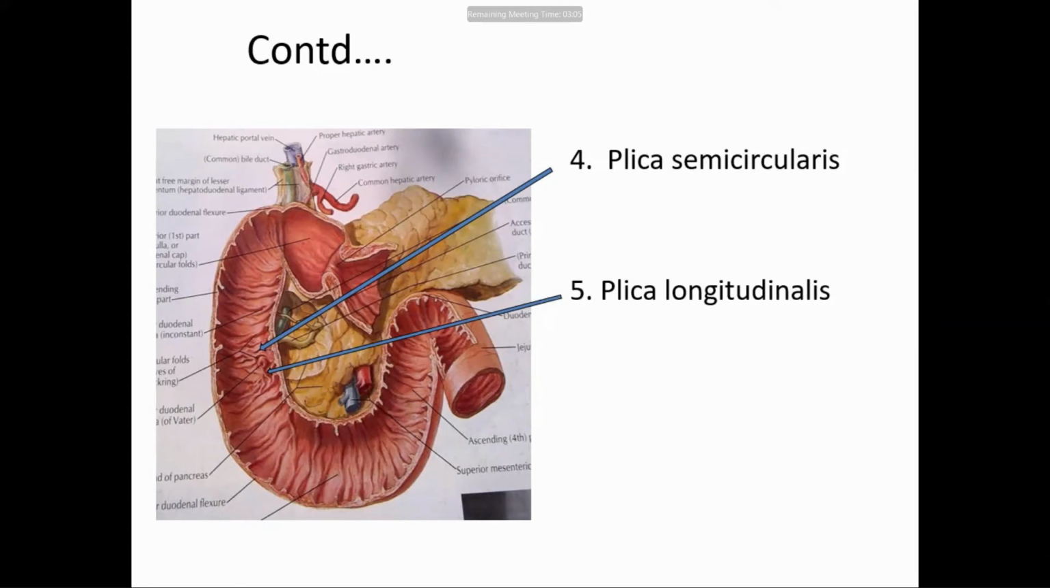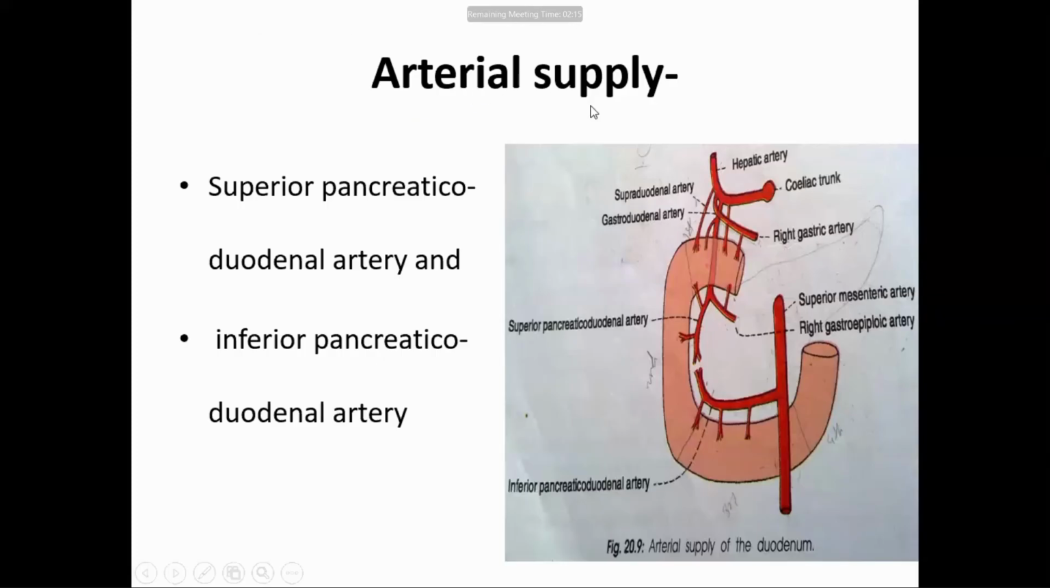So what is plica circularis? It is a mucosal fold, a permanent mucosal fold. In case of the stomach, are they permanent mucosal folds or temporary mucosal folds? They are temporary. The temporary mucosal fold has a name. What is that? Rugae.